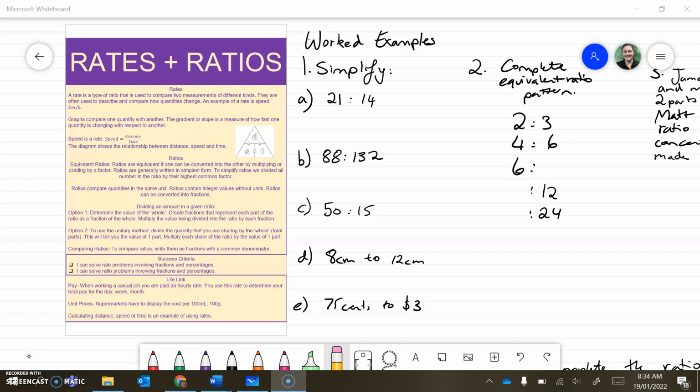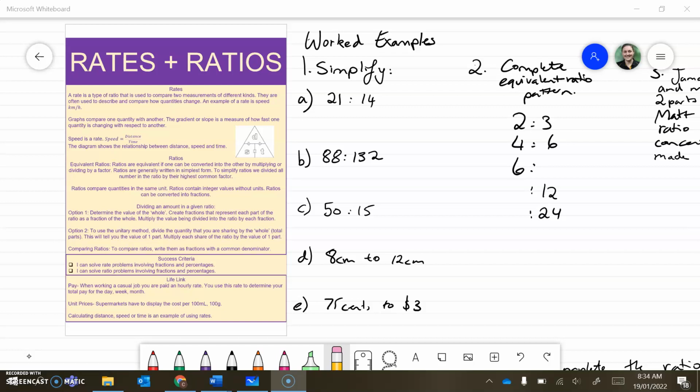To divide an amount into a given ratio, we can determine the value of the whole, create fractions that represent each part of the ratio as a fraction of the whole, and then multiply the value being divided into the ratio by each fraction. To compare ratios, we write them as fractions with a common denominator. Our success criteria for this unit is that I can solve ratio problems involving fractions and percentages, and that I can solve rate problems involving fractions and percentages.